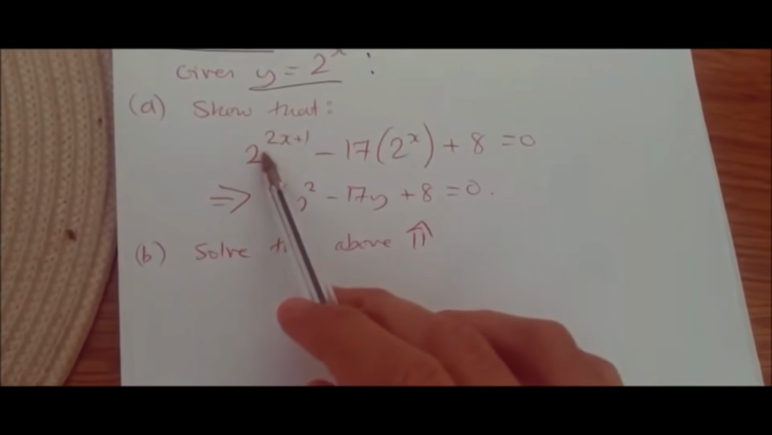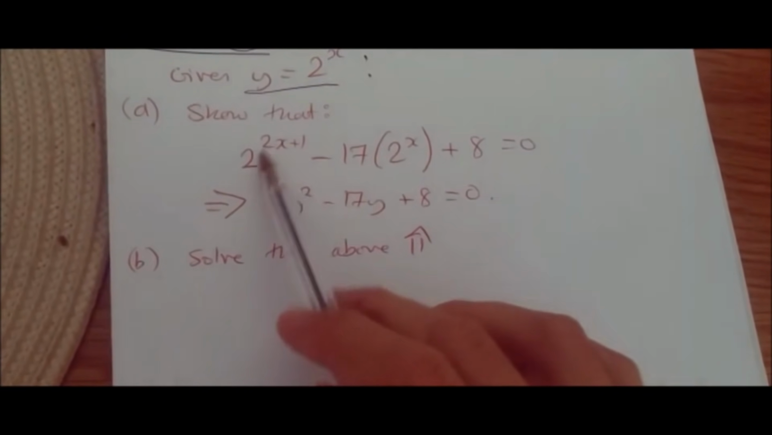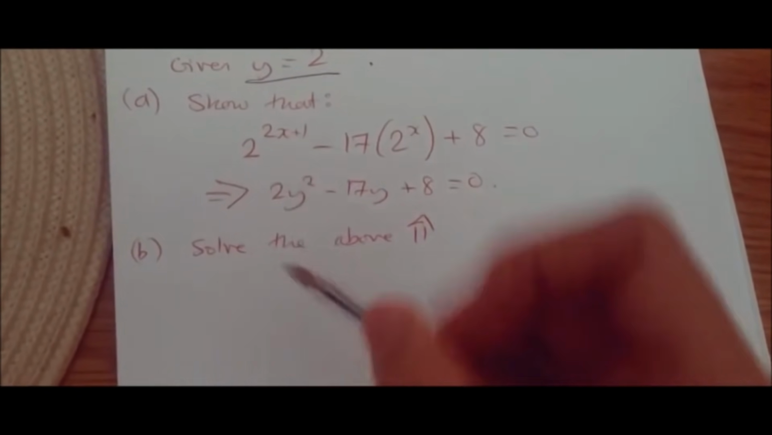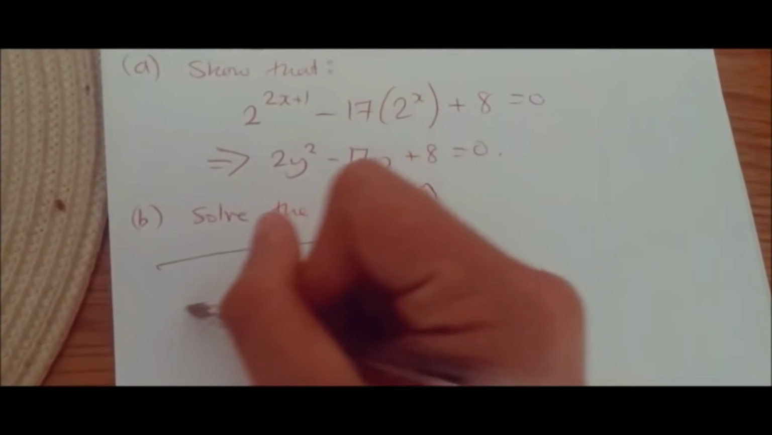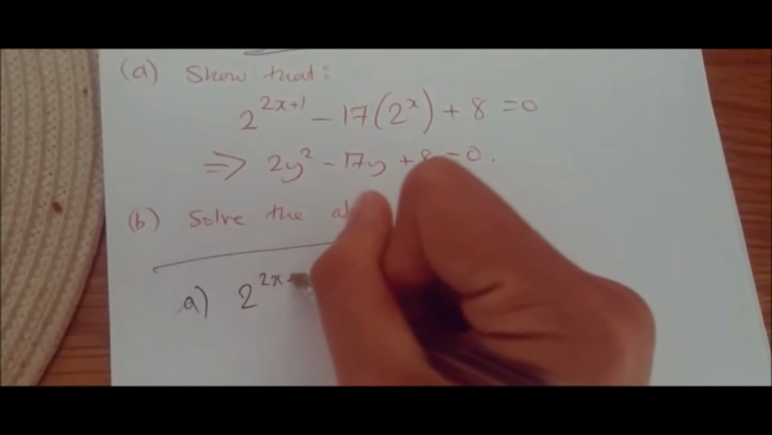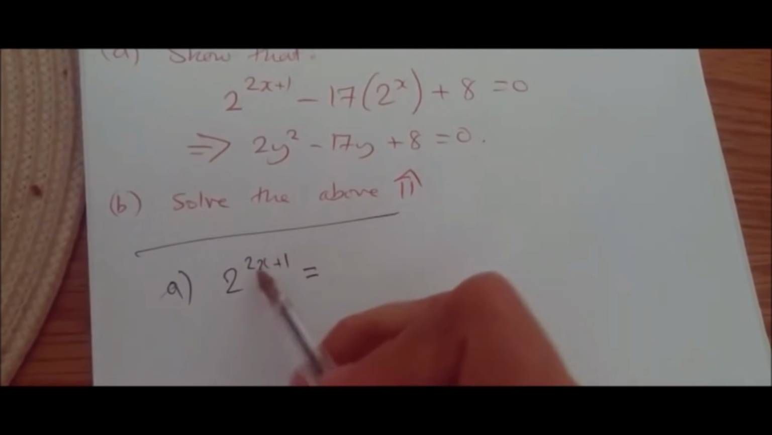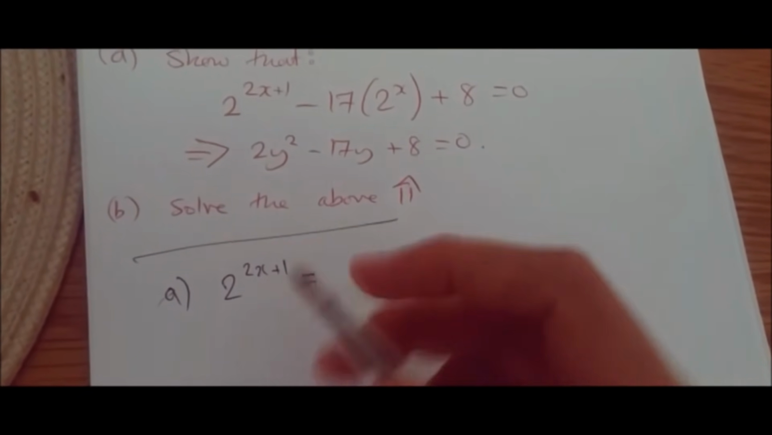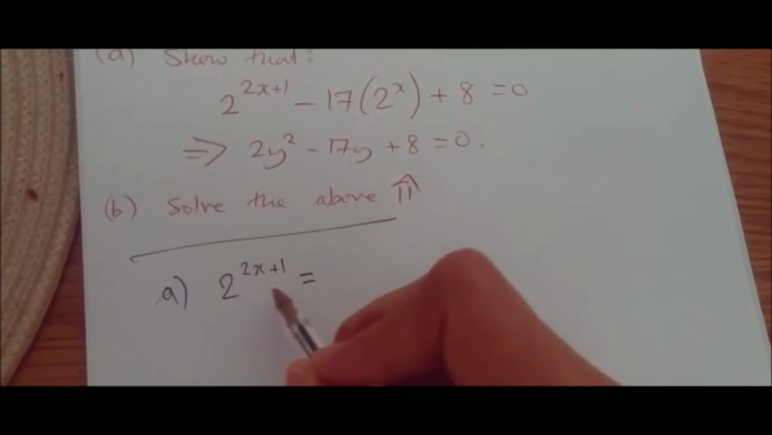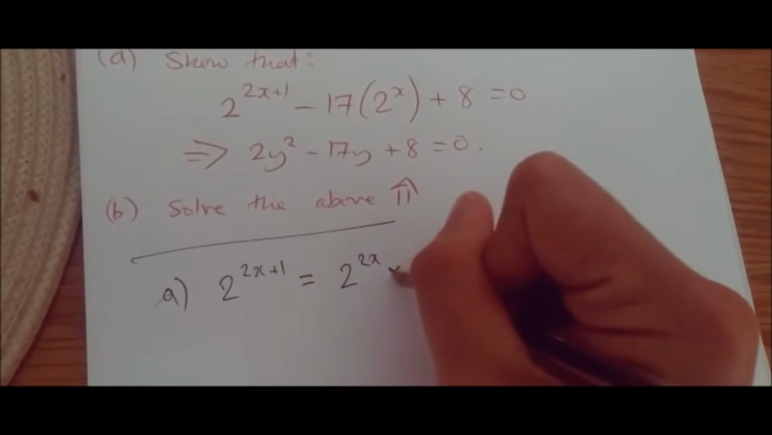Well, firstly, let's look at the first term here. We know this one's obviously going to be y, we can see it. How do we make this 2y squared? We need to know our rules of indices. So let's look at part A. From 2 to the power 2x plus 1, this can be rewritten as how? This is the multiplication of two numbers with the same base. So this is the same as 2 to the power 2x times 2 to the power 1.